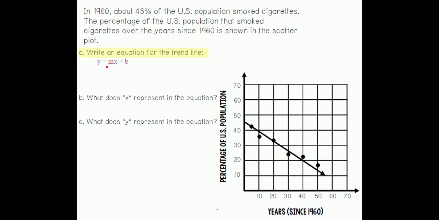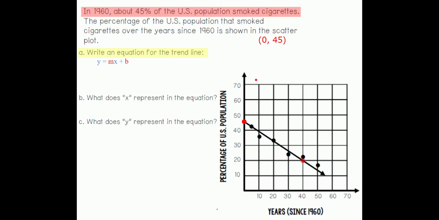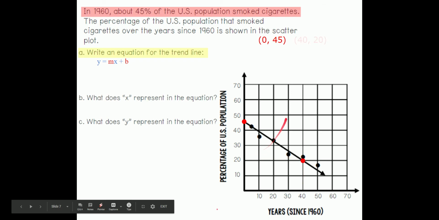Remember, it's y equals mx plus b. We need to use our slope formula. So we know that in 1960, 45% of the population smoked. If we're not sure, just by looking, it could be 44, it could be 46, but the story tells us that it is 45. So at 1960, at the point (0, 45), the percent is 45. So (0, 45) is going to be our first point. And for our next point, if I go all the way down, our line touches this corner. So we're going to use this point, which is (40, 20).